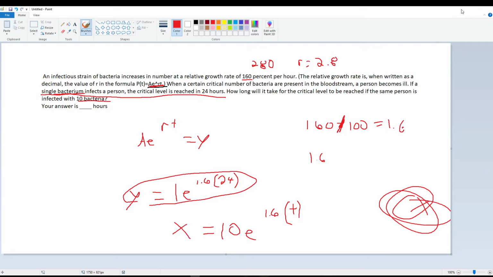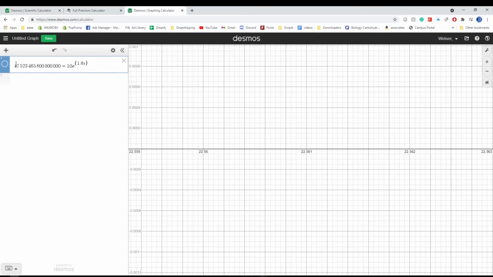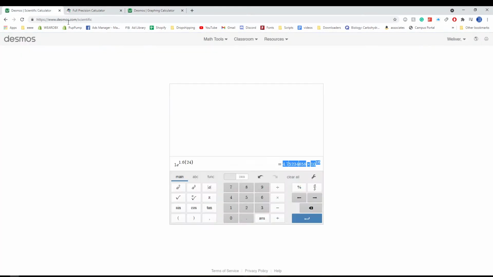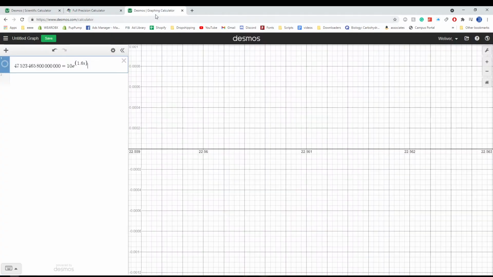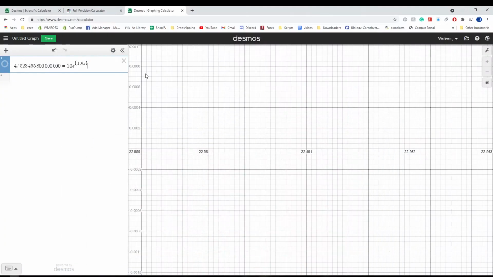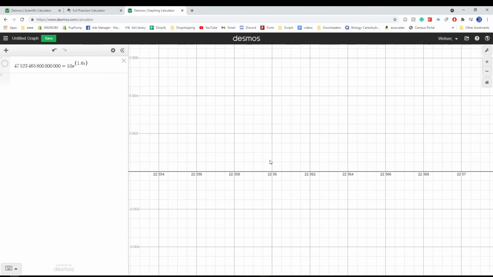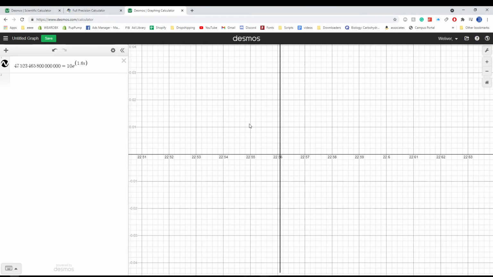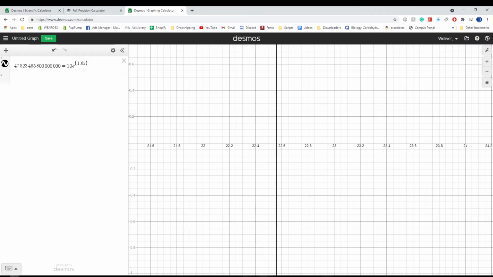Let me show you what I mean by that. We have this really long number that we solved for earlier. You put it in the precision calculator. We're going to set this really long number equal to 10e to the 1.6 times x. This is the exact same thing as that, just with x instead of t, and that doesn't even matter. So you plug this in. If we turn it on, sorry, the line wasn't even showing.